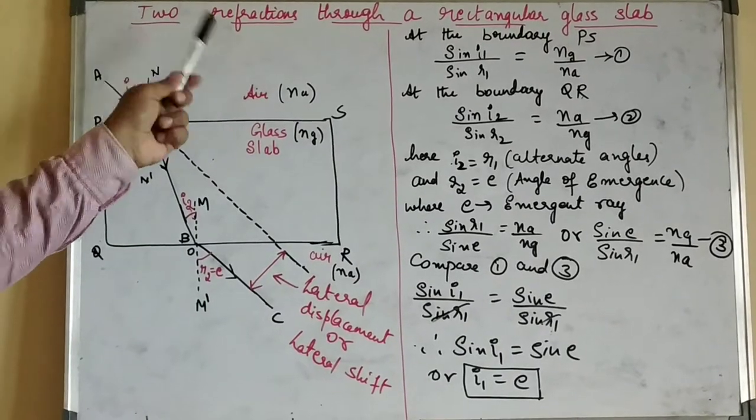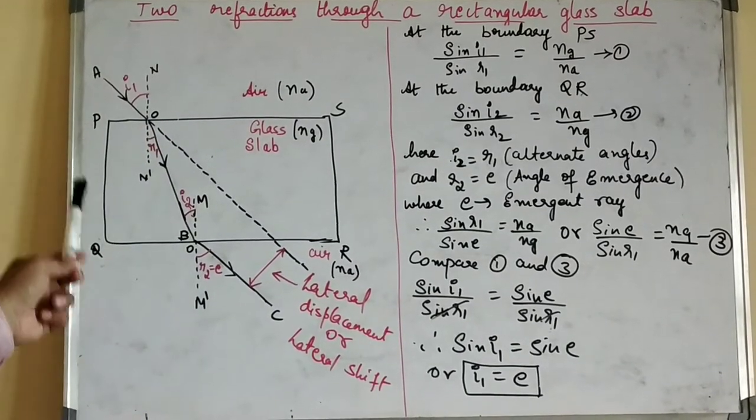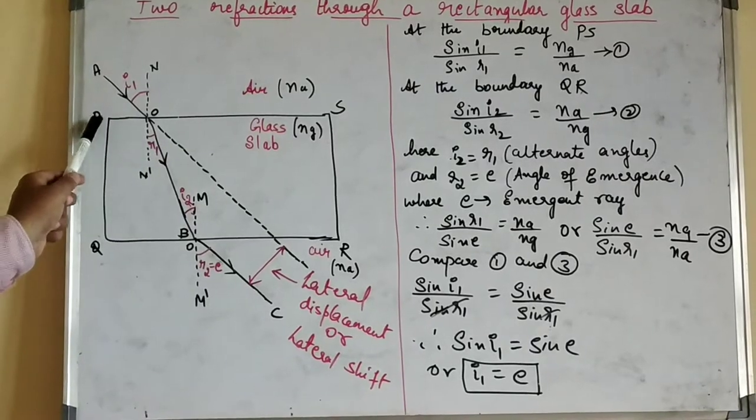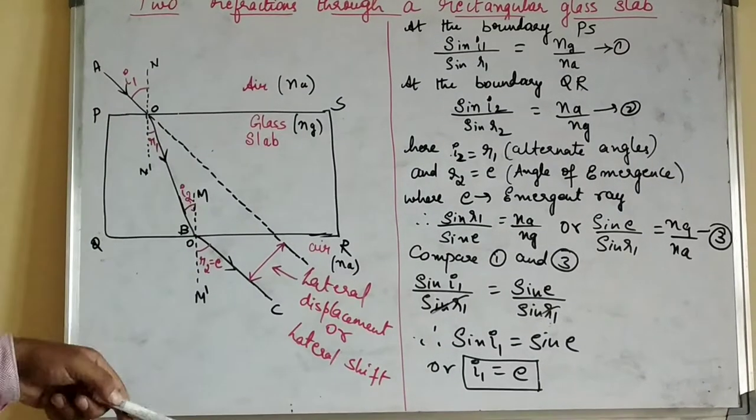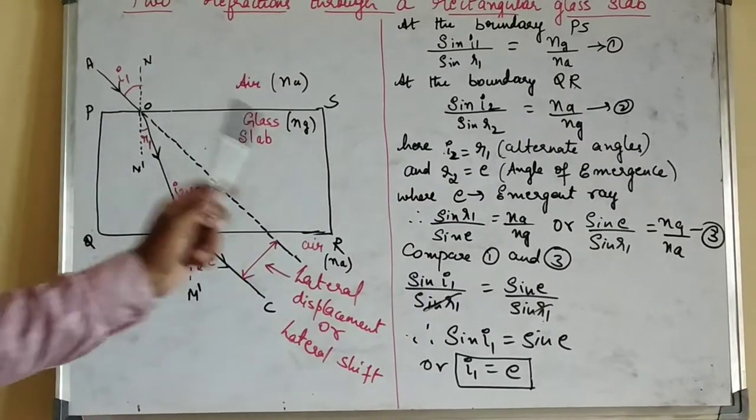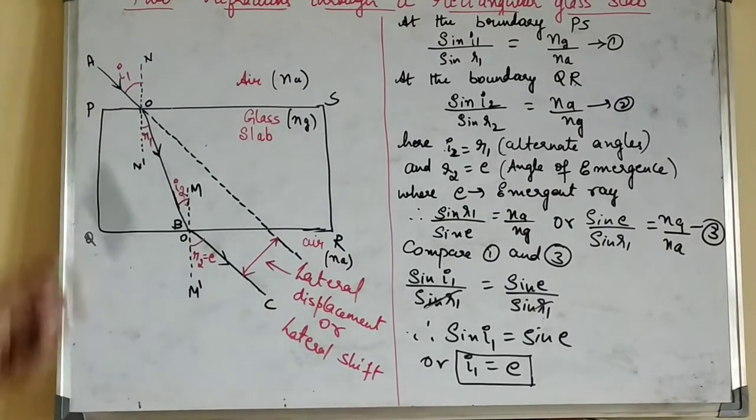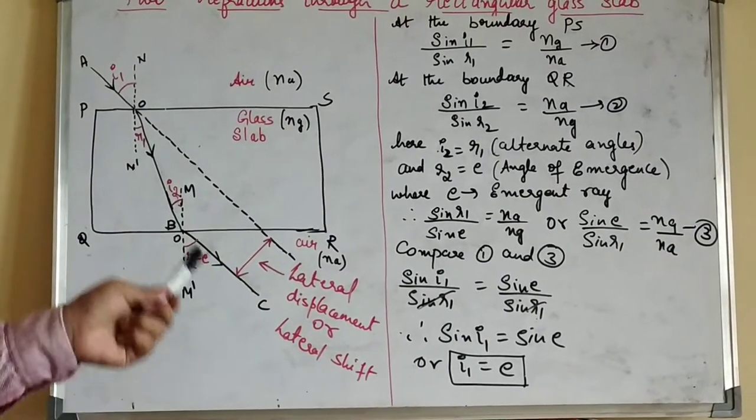Where will be those two refractions? Now one refraction will take place at the boundary PS, one more refraction will take place at the boundary QR. How exactly does it happen? Now please concentrate on the explanation.